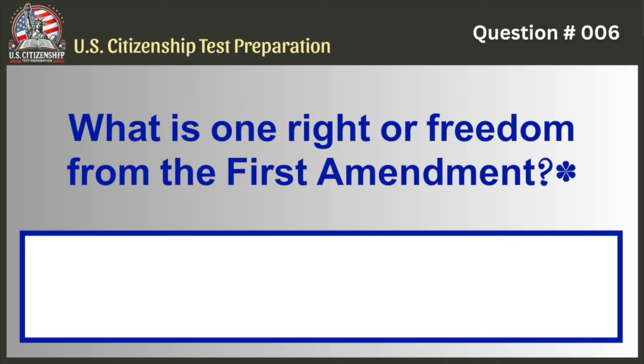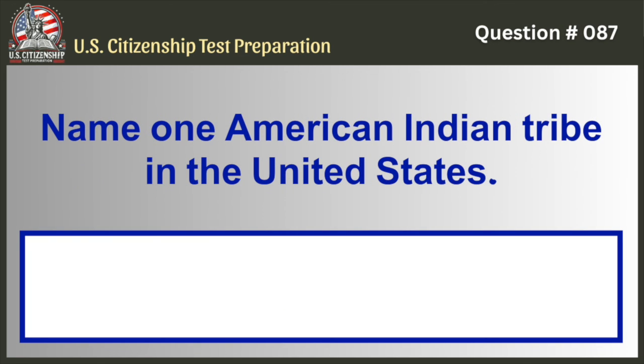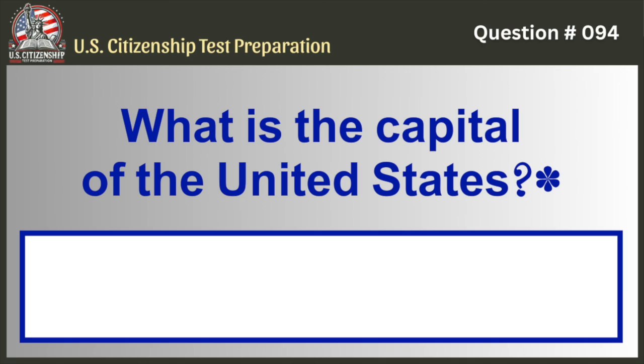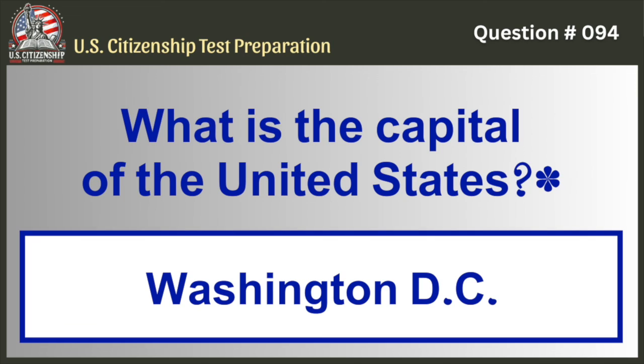What is one right or freedom from the First Amendment? Speech. Name one American Indian tribe in the United States. Cherokee. What is the capital of the United States? Washington, D.C.